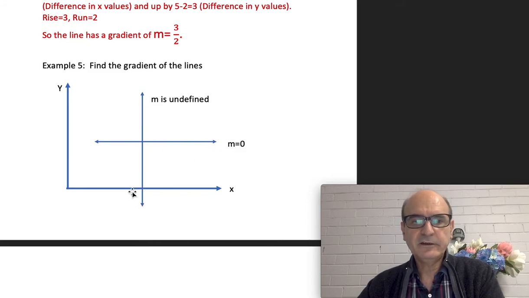And any vertical line has a gradient which is undefined. So we don't define gradient for vertical lines. Vertical lines have a gradient which is undefined, or they don't have gradient.